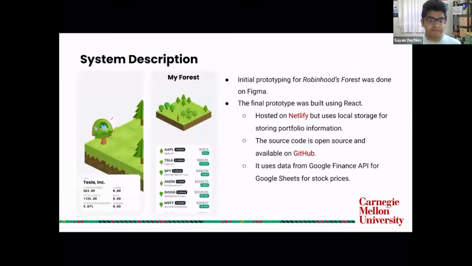So here's what Robinhood's forest looks like. Initial prototyping, as you can see on the left, was done on Figma, and then the final prototype was built as a web app on React. The final version was hosted on Netlify, but it only uses local storage for storing portfolio information. The source code for Robinhood's forest is open source and available on GitHub, and it gets all of its financial data from the Google Finance API for Google Sheets.